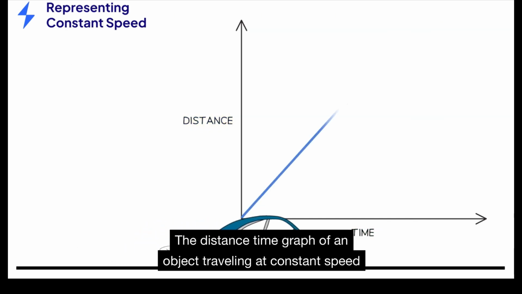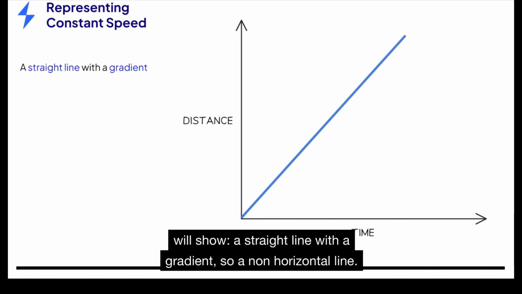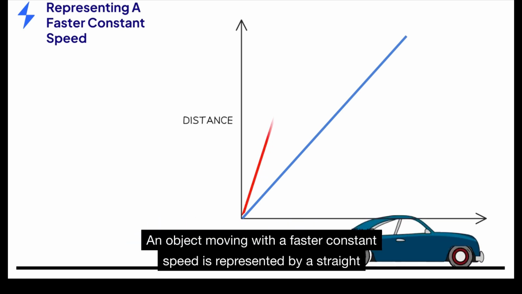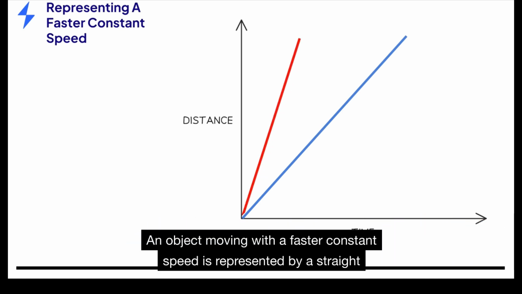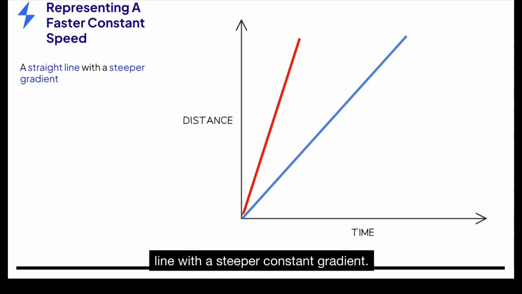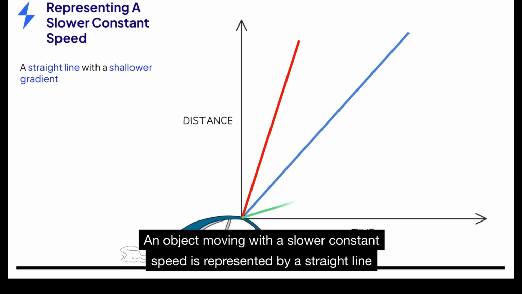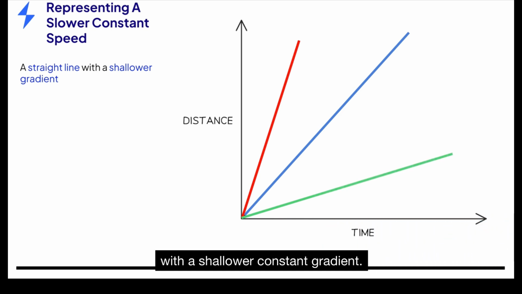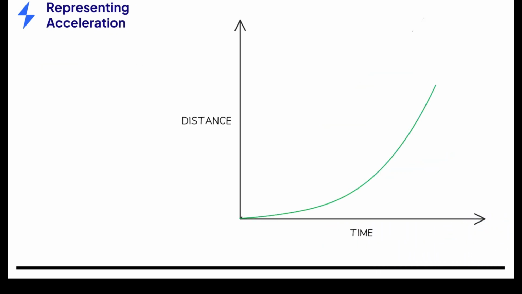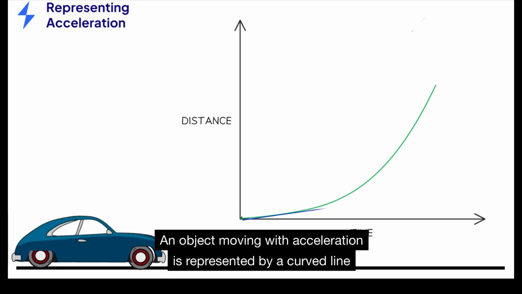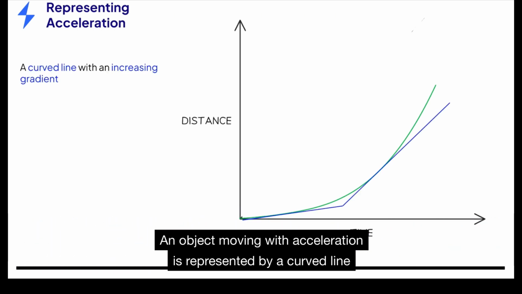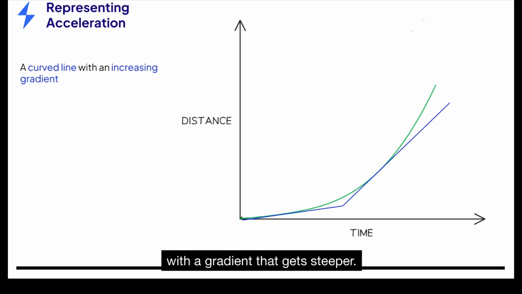The distance time graph of an object traveling at constant speed will show a straight line with a gradient, so a non-horizontal line. An object moving with a faster constant speed is represented by a straight line with a steeper constant gradient. An object moving with a slower constant speed is represented by a straight line with a shallower constant gradient. An object moving with acceleration is represented by a curved line with a gradient that gets steeper.